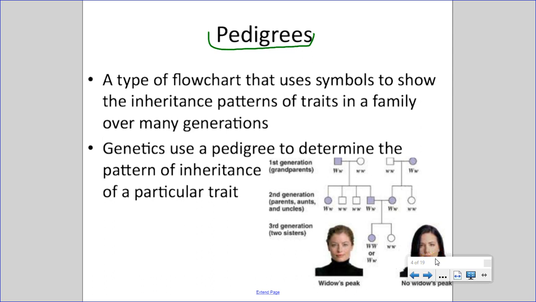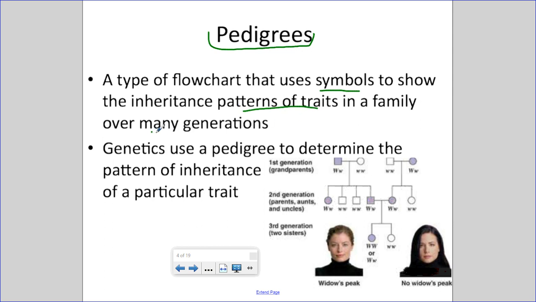So a pedigree is a type of flowchart that uses symbols to show the inheritance patterns of traits in a family over many generations. So you can use it to track whether a genetic disease is present or not. Geneticists use pedigrees to determine the pattern of inheritance of a particular trait and the risk factors associated with that particular genetic disease.